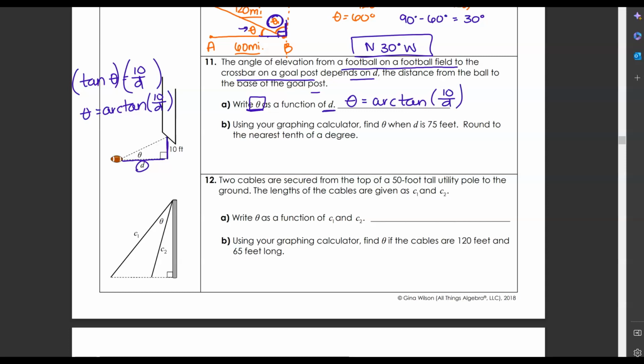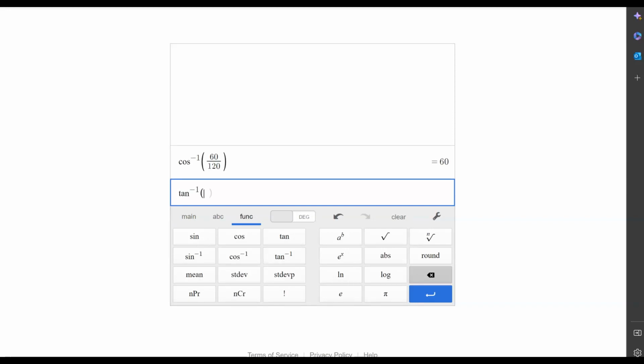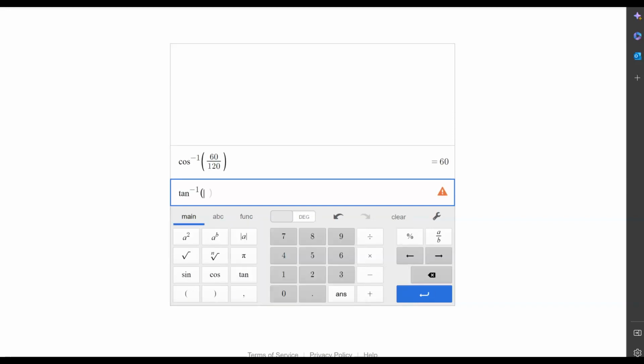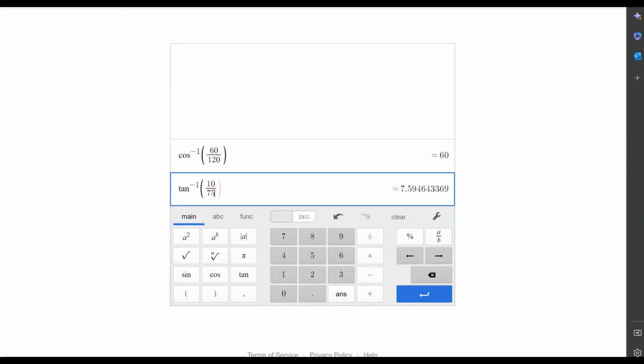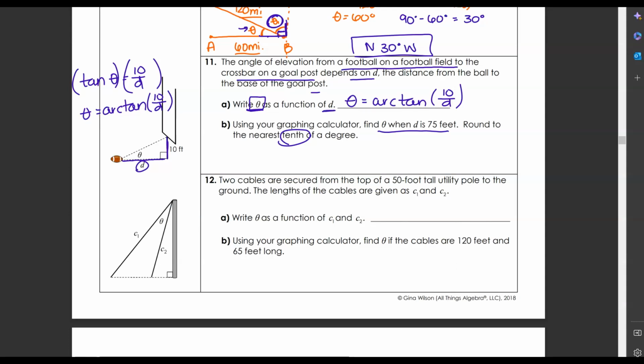And so using your graphing calculator, find theta when d is equal to 75 feet, rounded to the nearest tenth of a degree. So we're going to use the Desmos calculator for this. You can use your scientific calculator if you'd like. We're going to come over here to functions. We're going to do tangent inverse, come back to the main function here. And this time we're going to do 10 divided by that 75. And so we see that our answer is 7.59. So coming back over here, this tells me that theta is equal to arctangent of 10 over 75, because I'm just replacing that d with 75. And then this is going to give me 7.6 degrees based off of our calculator.